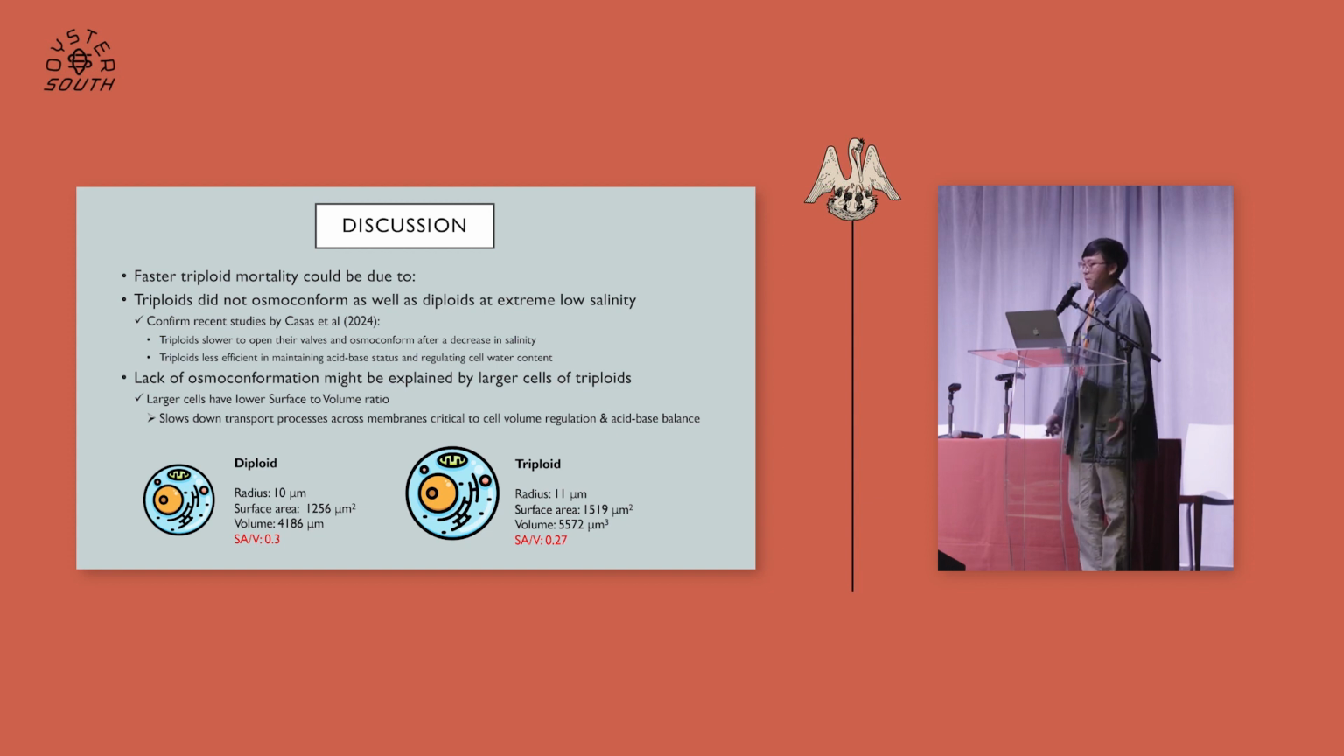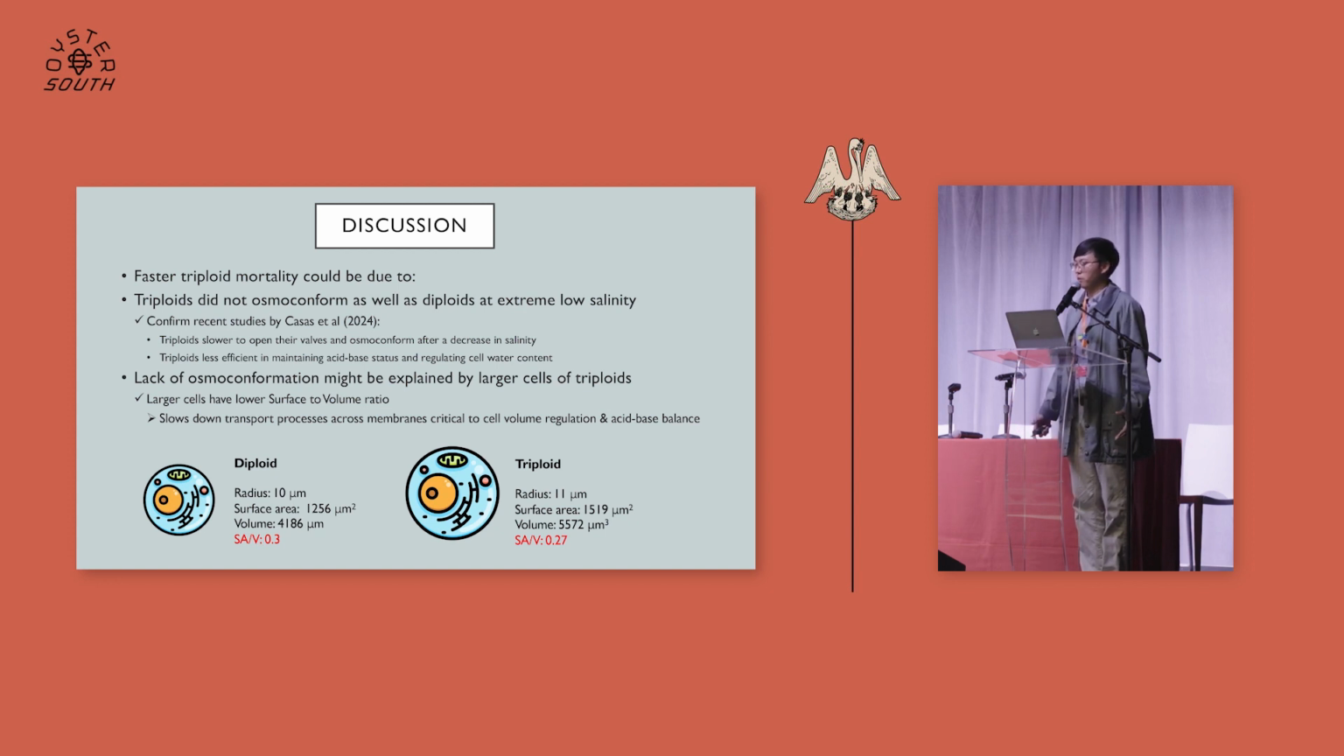Okay, so our main finding here was that the faster triploid mortality that we saw was happening at low salinities, especially at higher temperatures. This could be due to the fact that the triploids were not osmoconforming as well as the diploids at this extreme low salinity, which confirms recent studies done by Cassis et al., which found that triploids were slower and less efficient in conducting biochemical processes within their cells. The lack of osmoconformation might be explained by the larger cell size of triploids.